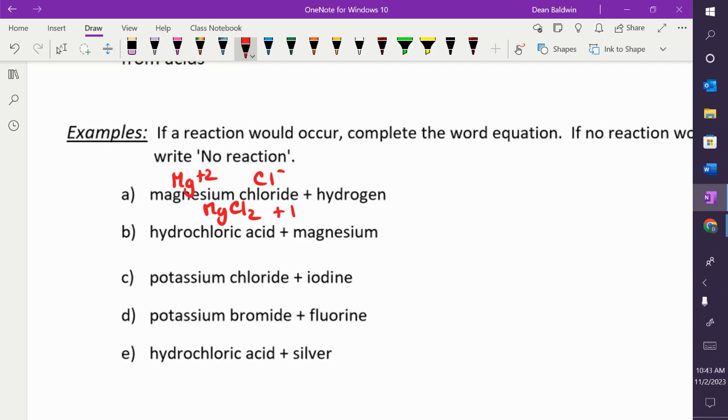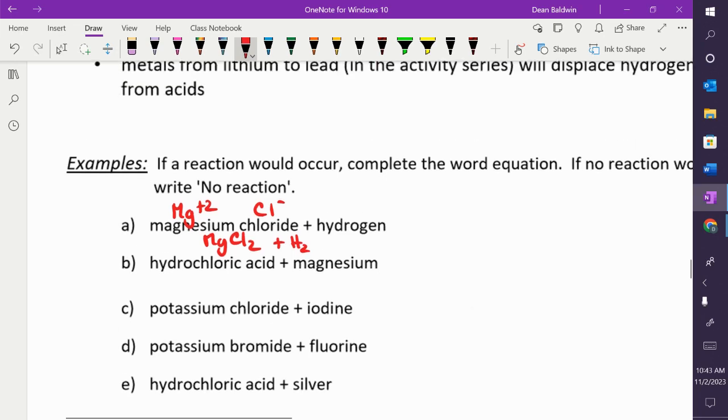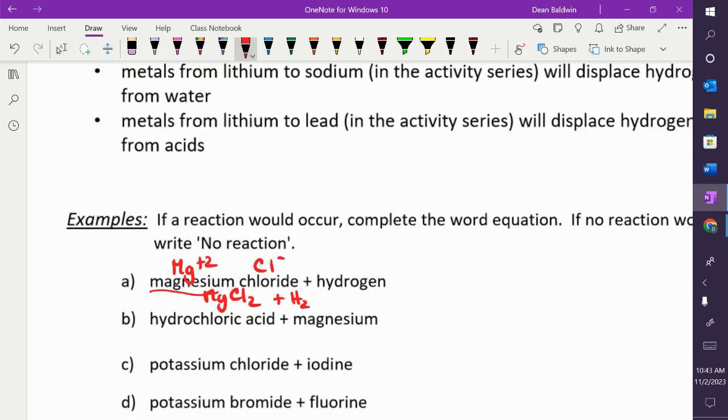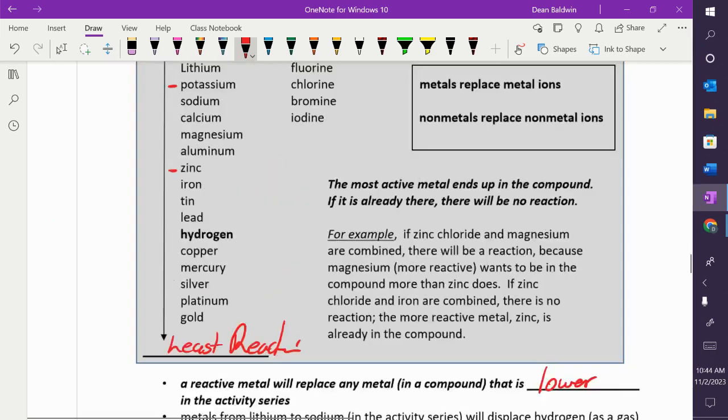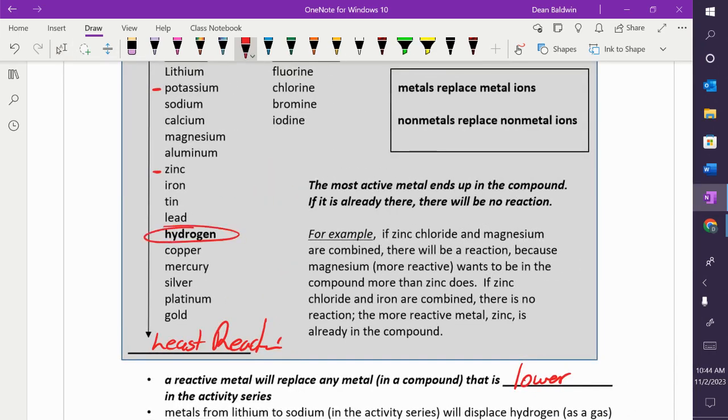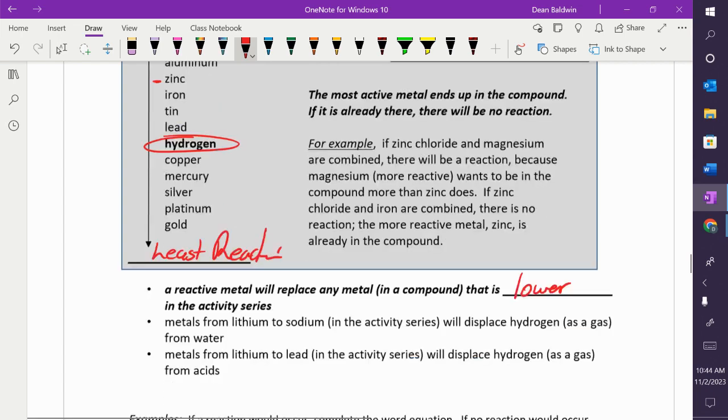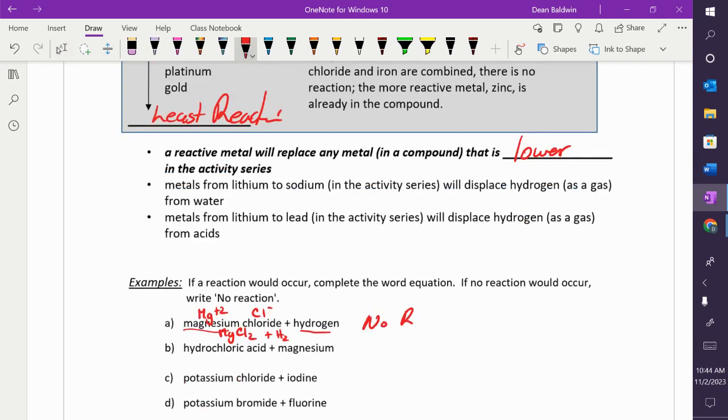Plus hydrogen, which is H2. So, does a reaction happen? No. So you just look at magnesium and look for hydrogen. You look on your data table. Here's hydrogen right here. Where's magnesium? Magnesium's right there. Magnesium is higher. So hydrogen cannot boot out the magnesium. So you just say no reaction. Okay?